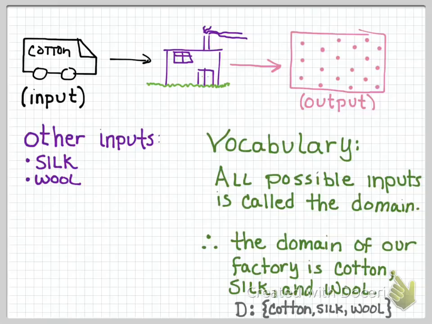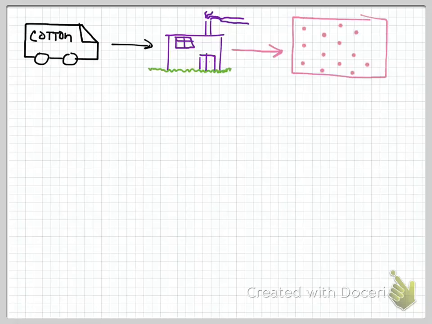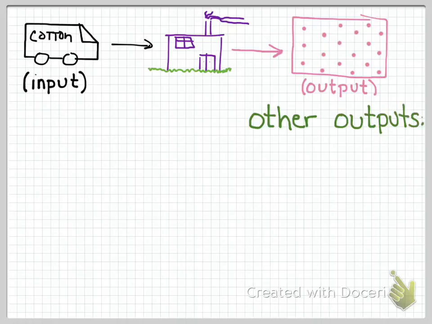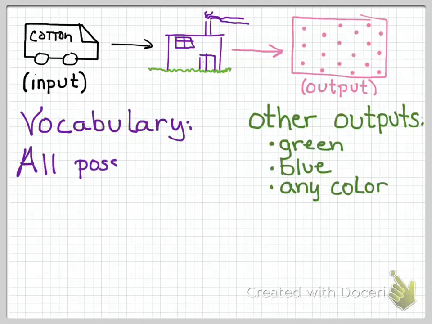Okay. Let's continue on. Let's use that same factory again. Okay, we have the input of cotton. We have the output of a sheet of fabric, and we have other outputs. Well, instead of making a pink sheet of fabric, we could make green, blue, orange, gray, purple, or any other color you can think of. So pretty much any combination of dye would make up a color, so we could have any color output for our fabric.